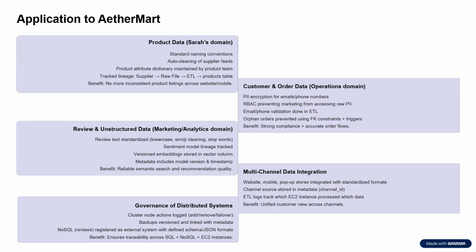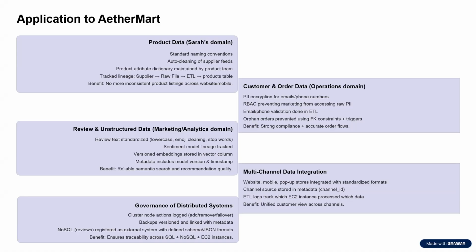In this, we should have standardized text, and we should have our sentiment analysis in RAG and embeddings and metadata intact so that we can have reliable semantic search and recommendation quality. Then we have multi-channel data integration, and then at the end, governance of distributed systems.